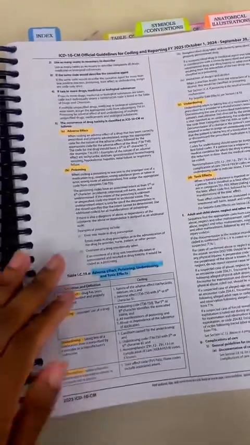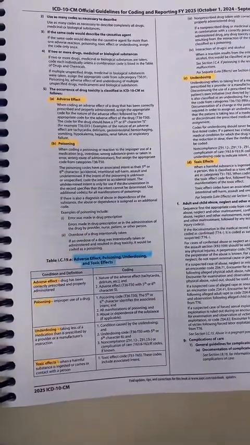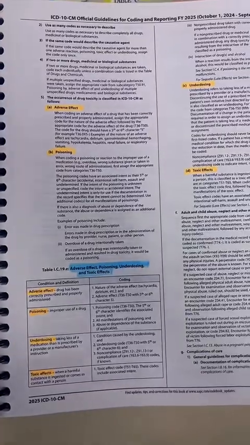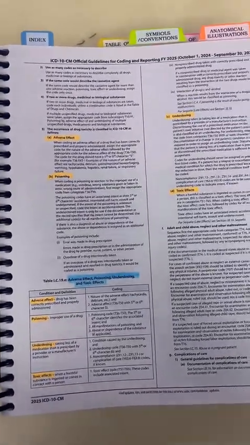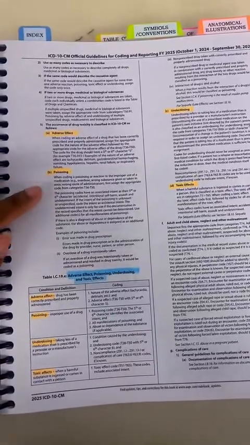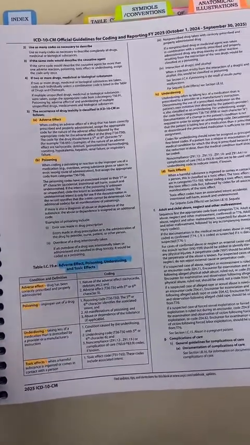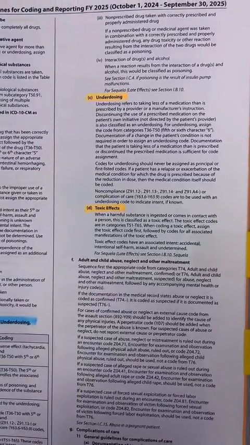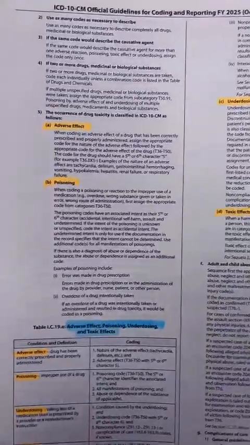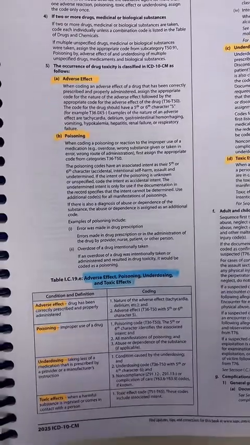Right up in here: adverse effect, poisoning, underdosing, and toxic effect. Please remember, you need to highlight this, because if you code it wrong, they're going to look at it as wrong. You know what I'm saying? You're going to miss it.